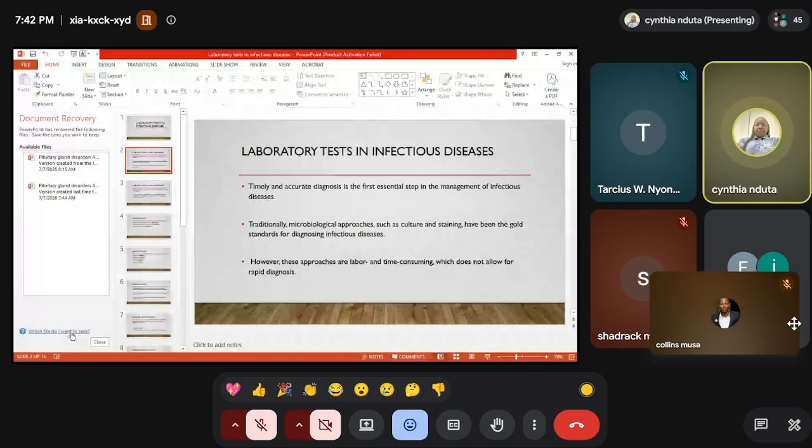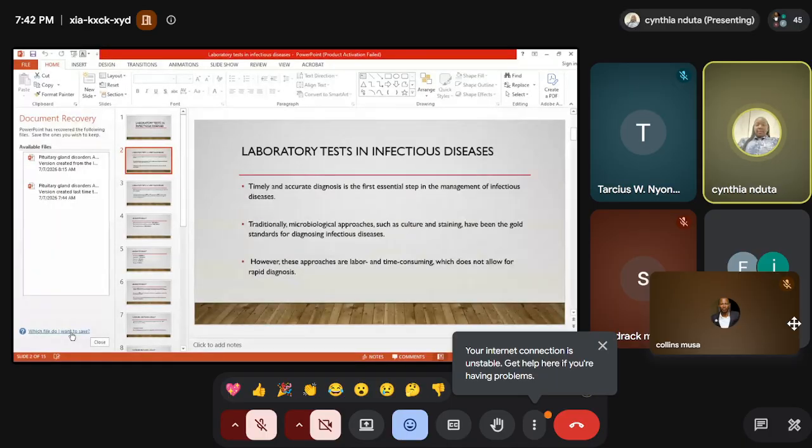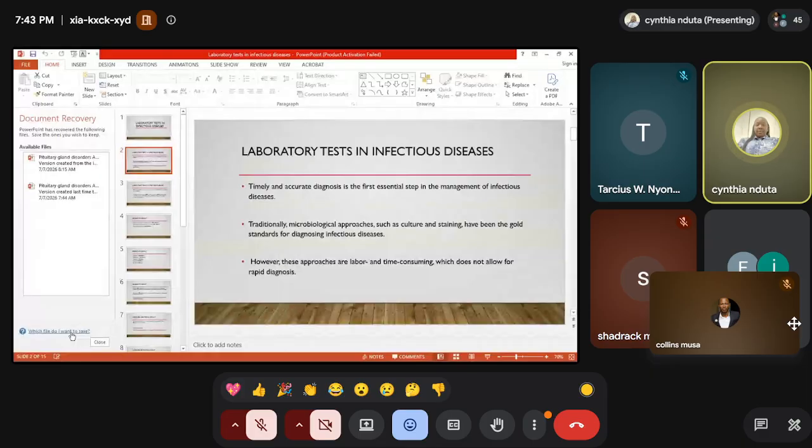Traditionally, cultures are still the gold standard in terms of diagnosis. However, before you get your culture results, it is very, very time consuming, and yet your patient is there and requires prompt treatment. Therefore we have to think about what tests we have that can indicate to us whether we are dealing with an infectious disease.